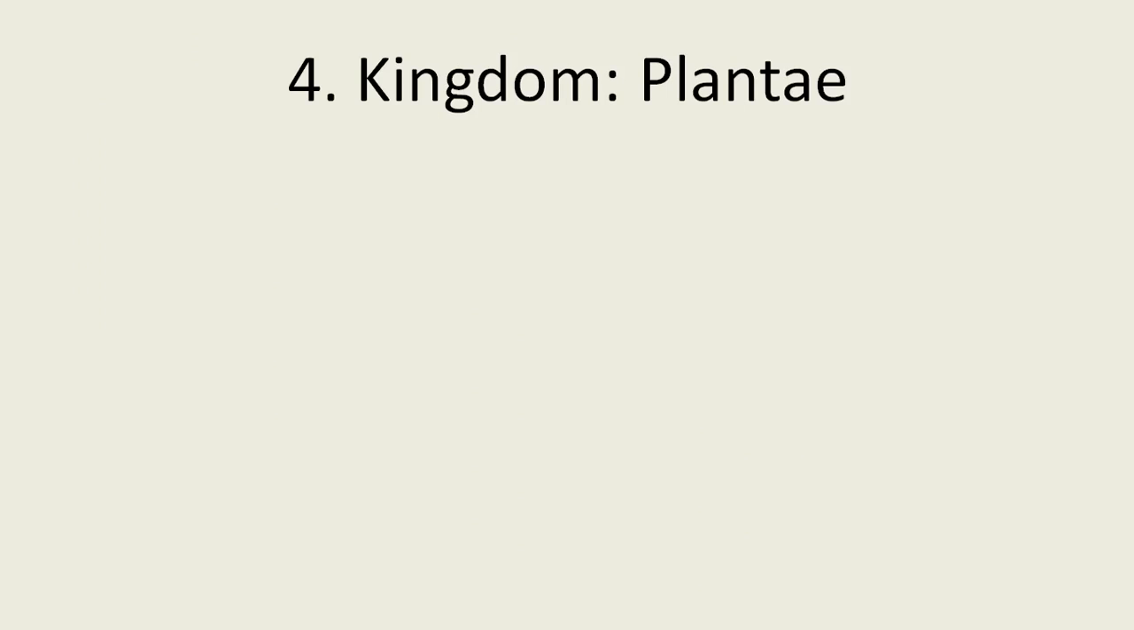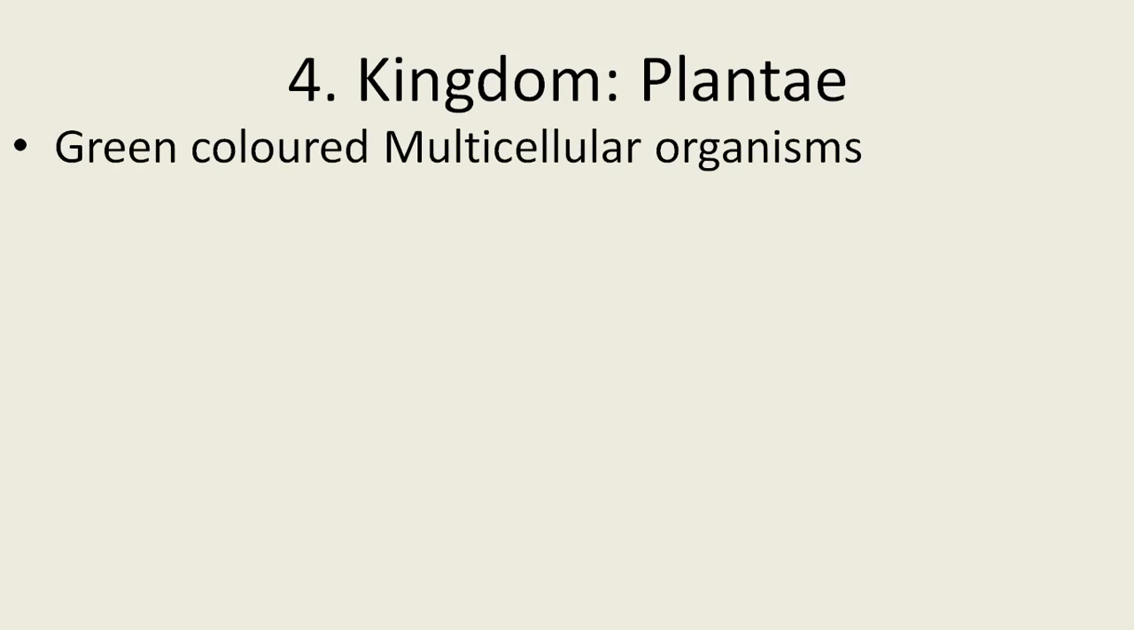Then kingdom Plantae. I am not going into detail about kingdom Plantae. This is a very small part. I go to the characters. In botany you will learn in detail. Kingdom Plantae organisms are green in color, multicellular organisms, blue-green algae, red algae. These are examples of microscopic algae or aquatic life.